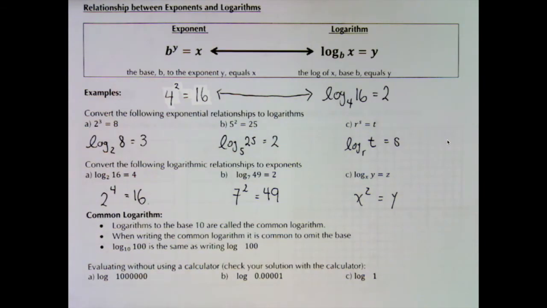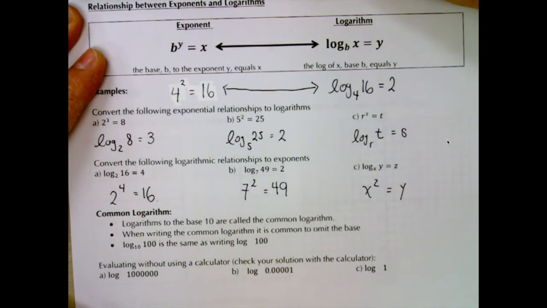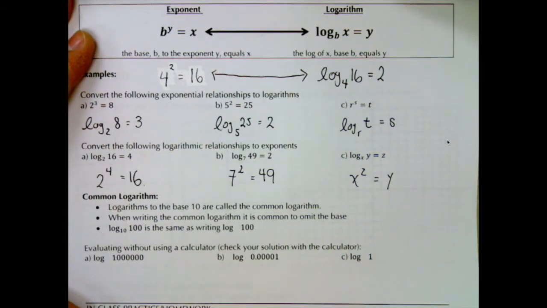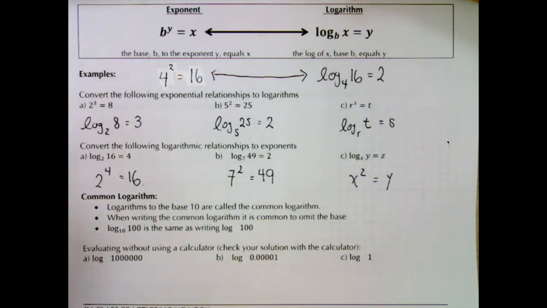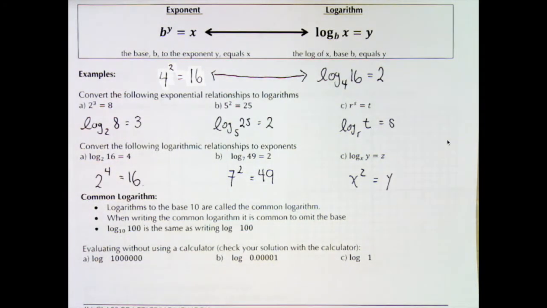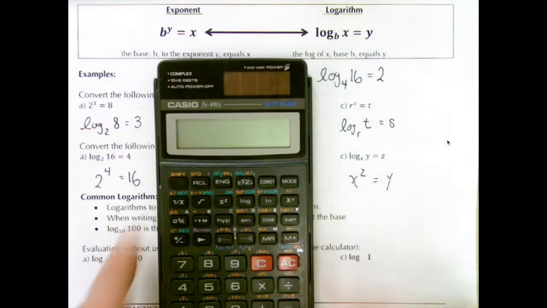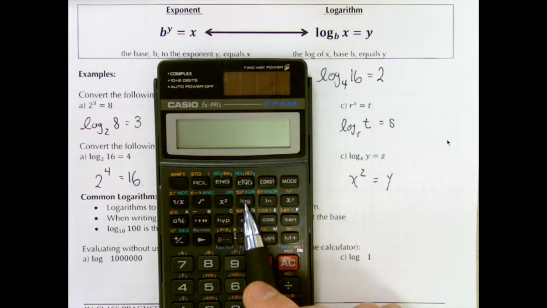Now, you have a log button on your calculator, and that log button is actually the common logarithm. There are many different logarithms with many different bases. But the one on your calculator is actually base 10. Some of you have calculators with different bases, or ones in which you can set the base. But regular calculators just have a single logarithm button. And that's log base 10.